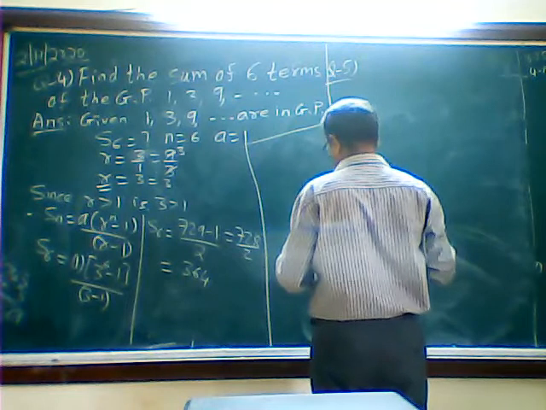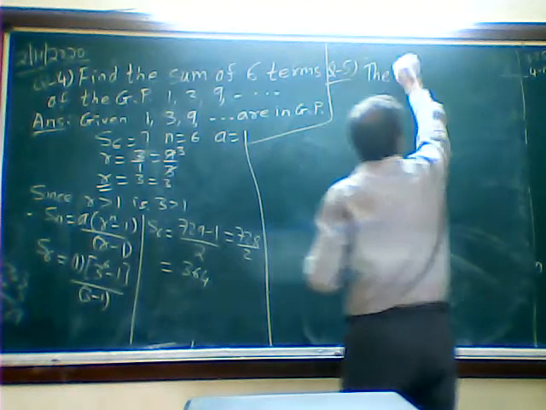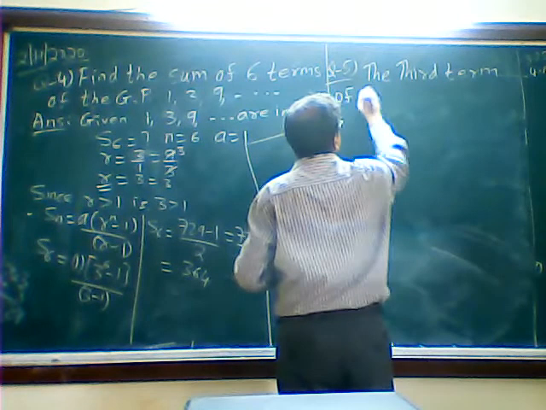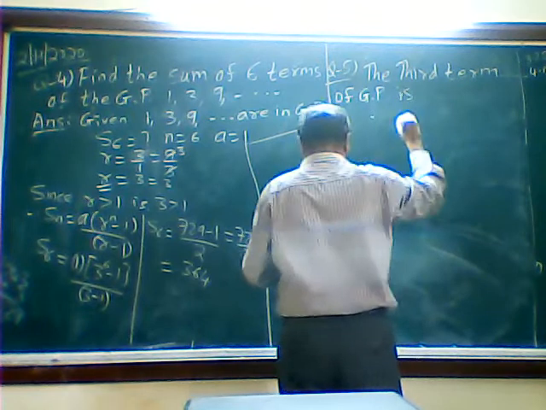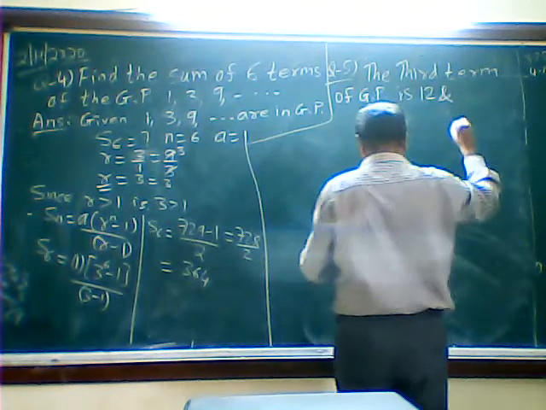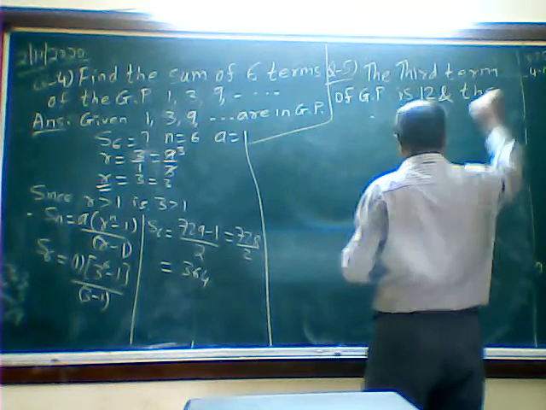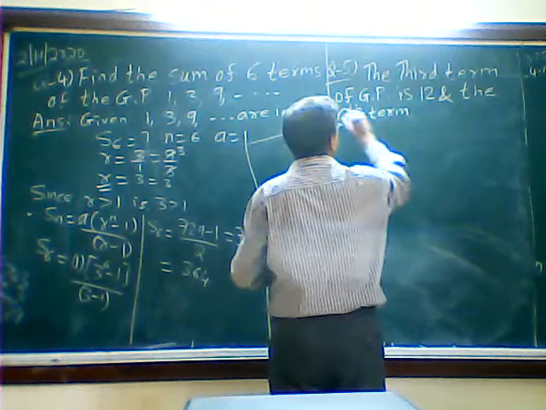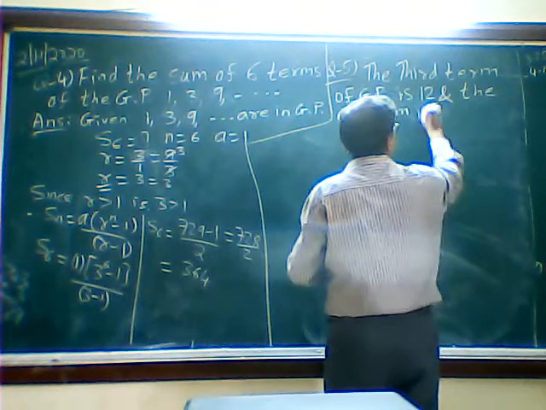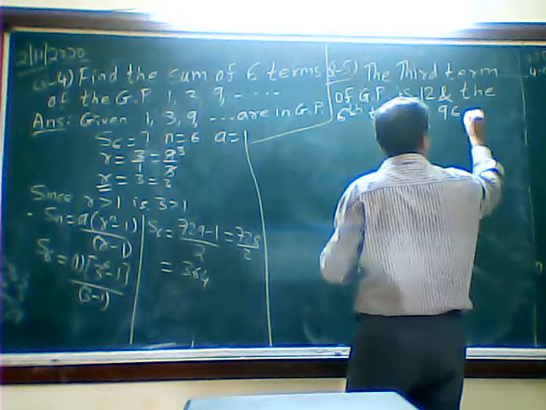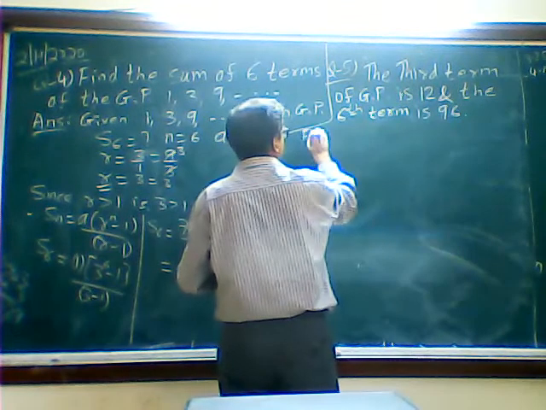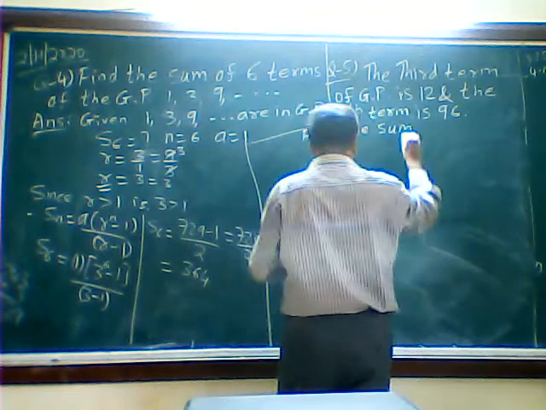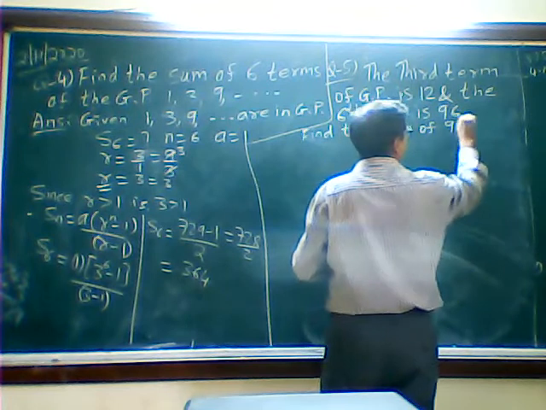The third term of a GP is 12 and the sixth term is 96. Find the sum of 9 terms.